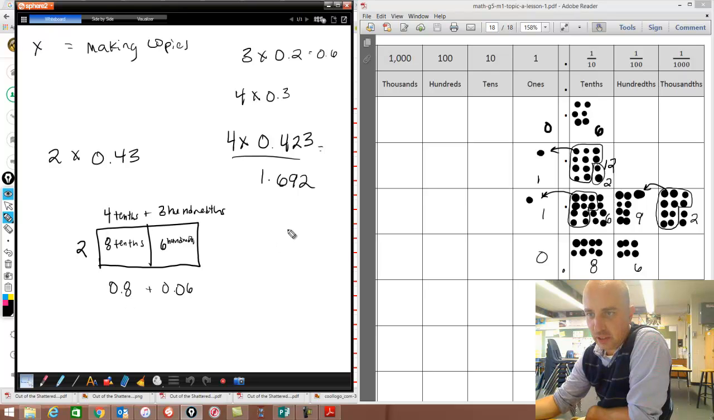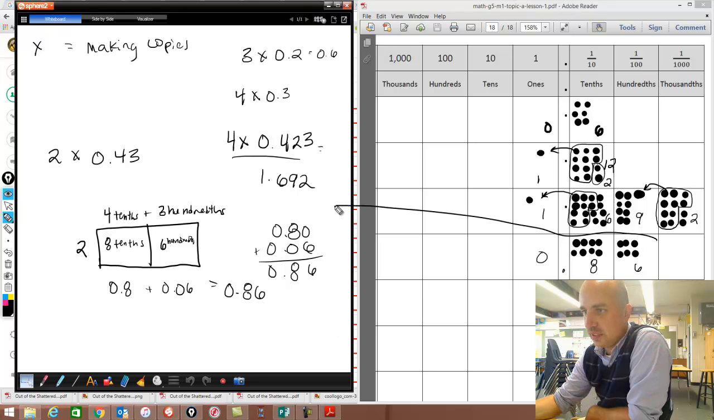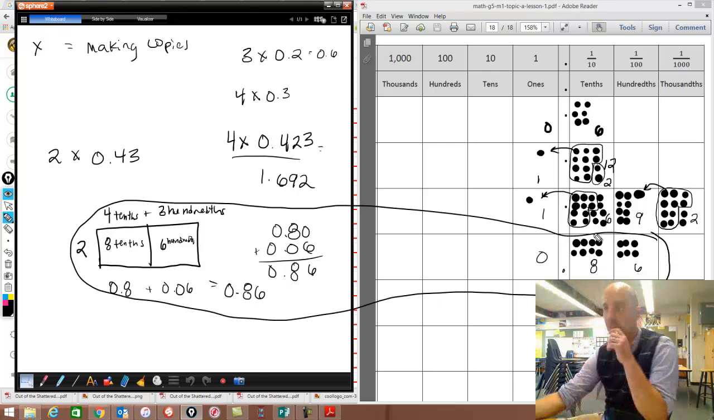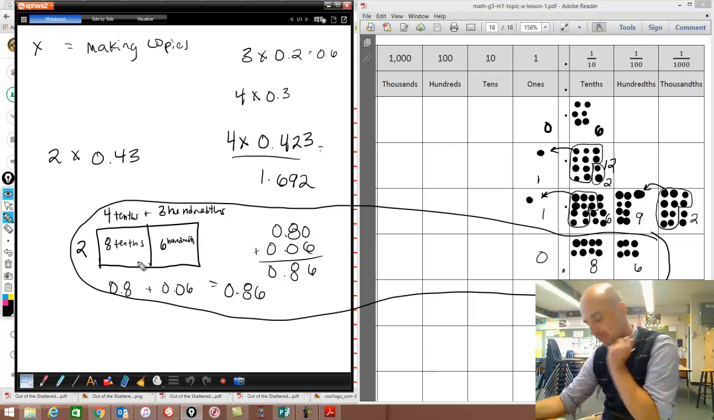And if I needed to, I could line those up. I could do this the old-fashioned way and line them up. I could fill them into 6 and 8. There's mine. It's important we line them up when we are adding, and so I would get my answer of 86 hundredths. And so you can see how we did that in 2 different ways. I can show this using my place value chart over here. I can also show it using my area model over here.